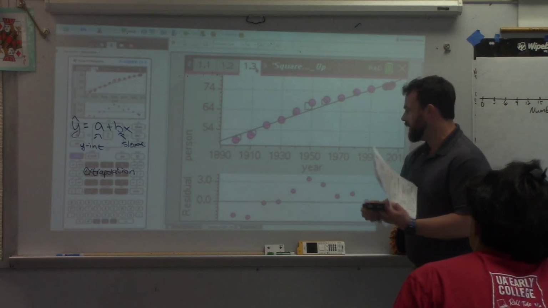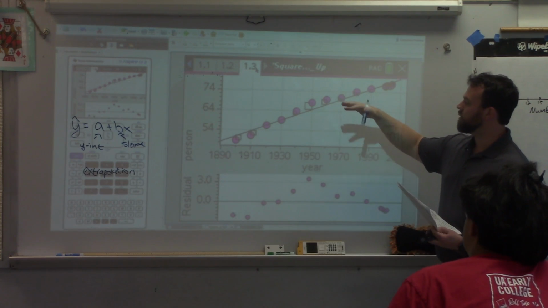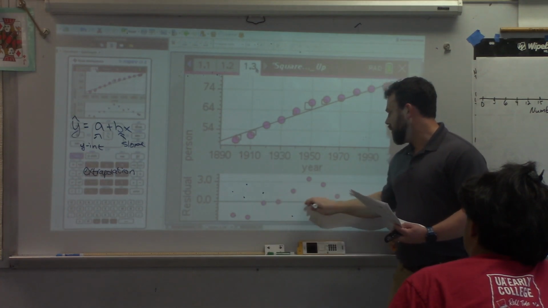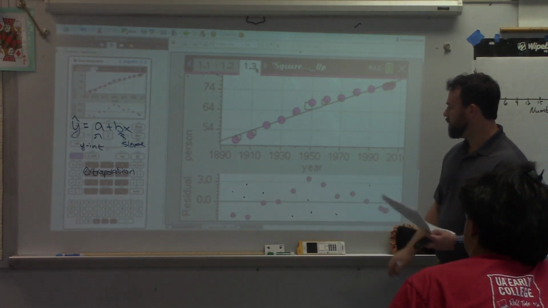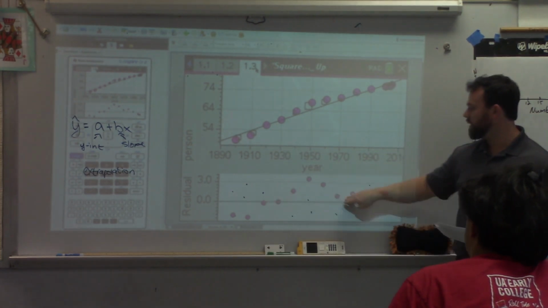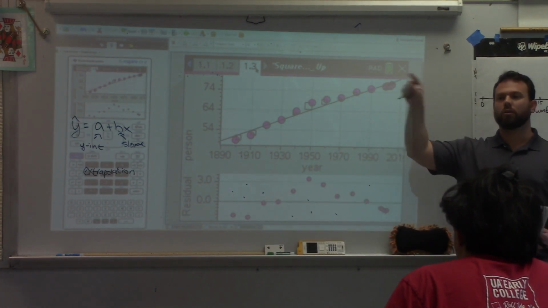For it to be linear, when we do our residuals, the line should take the shape out of it, and this is what we would want to see. Notice how those data points are now fairly scattered. There's no pattern like there was here. Now it would be scattered around. I could not draw a curve through my data points.